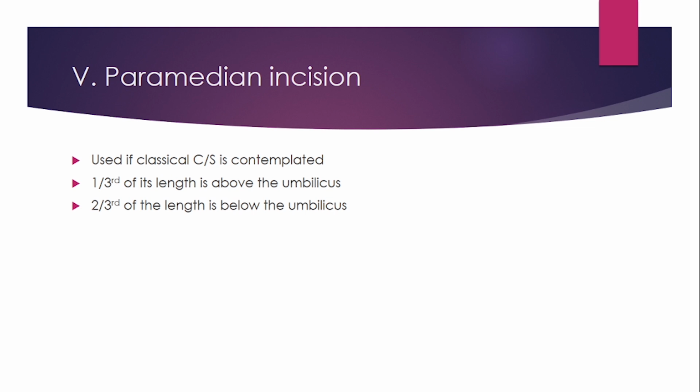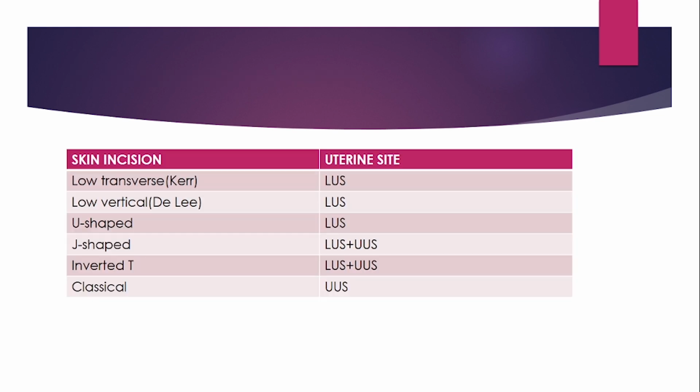So paramedian incision, we hardly make this incision. It's used if classical cesarean section is contemplated. Then 1/3 of its length is above the umbilicus and 2/3 of its length is below the umbilicus.